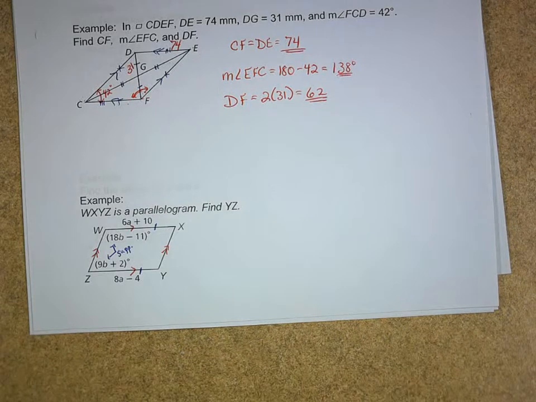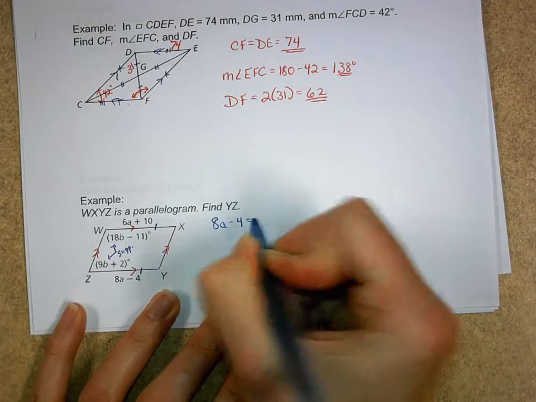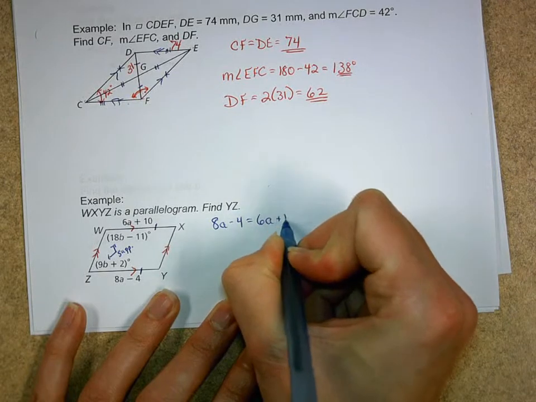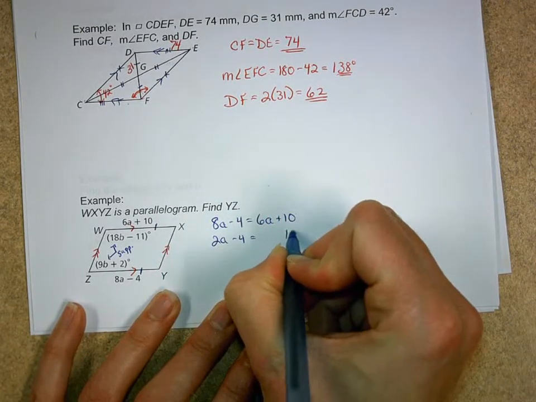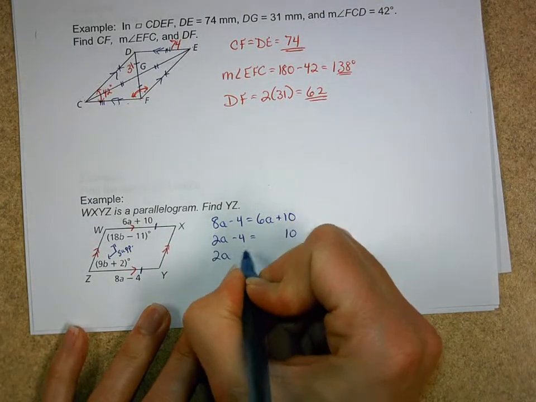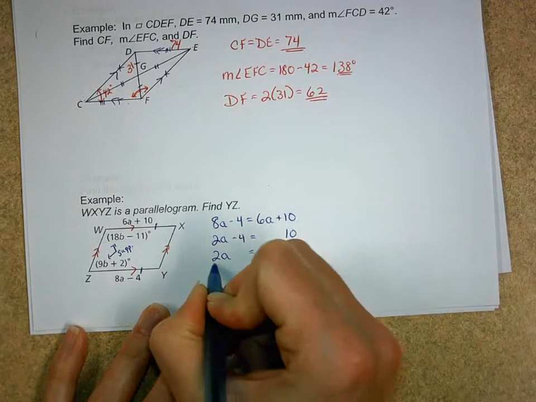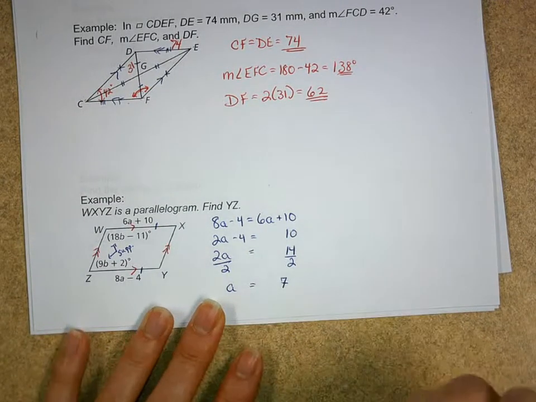I want to know the length of YZ. Well, in order to do that, I have to find A. So I'm going to use the fact that my opposite sides are congruent with this. So I get 8A minus 4 is equal to 6A plus 10. So I get 2A minus 4 is equal to 10 because I just subtracted 6A from both sides. I add 4 to both sides. Divide by 2. A is equal to 7.